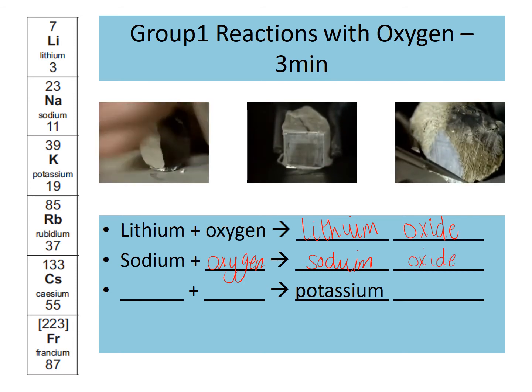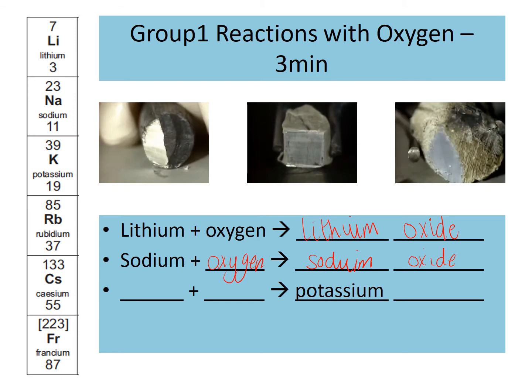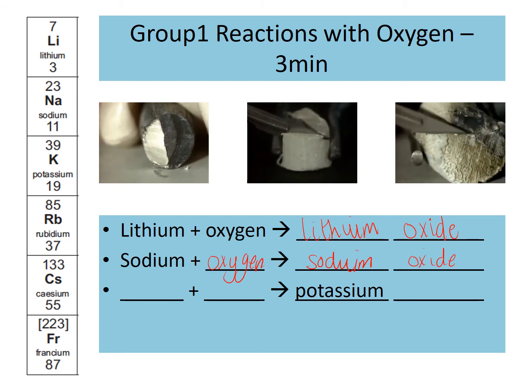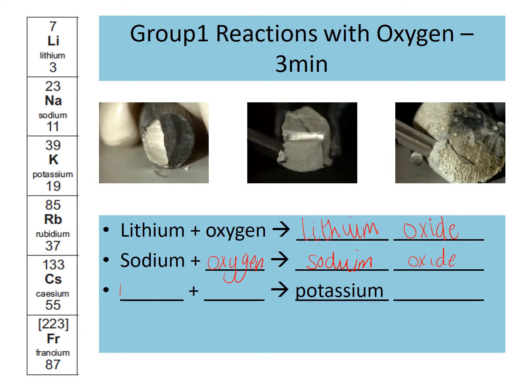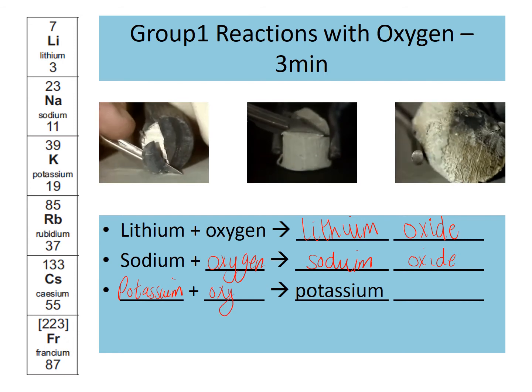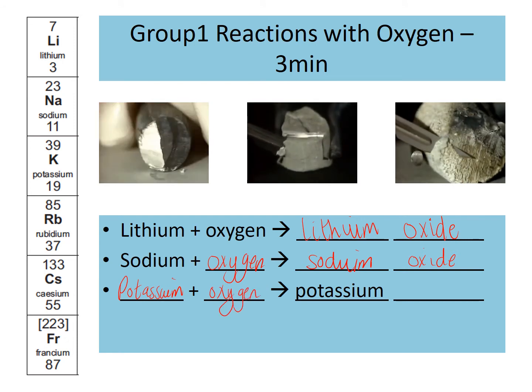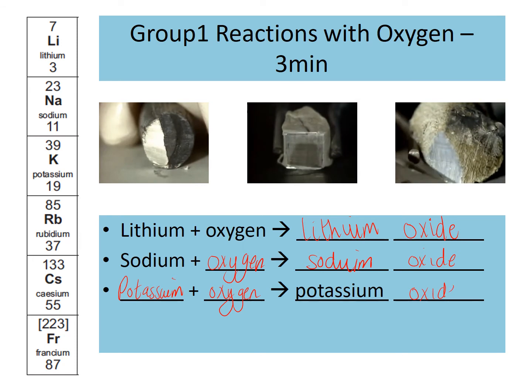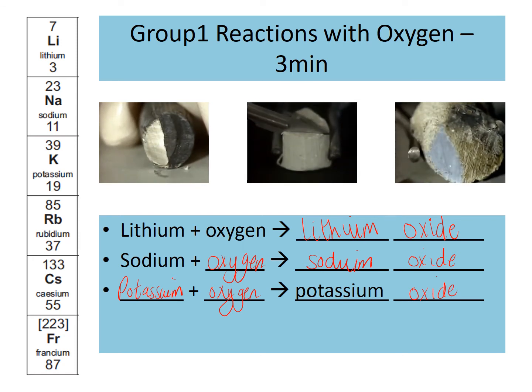And finally, for the reaction with potassium, you can see that the product has got the name potassium in it. So we must have started off with potassium and reacted it with oxygen to make potassium oxide. Really well done if you got all those correct.